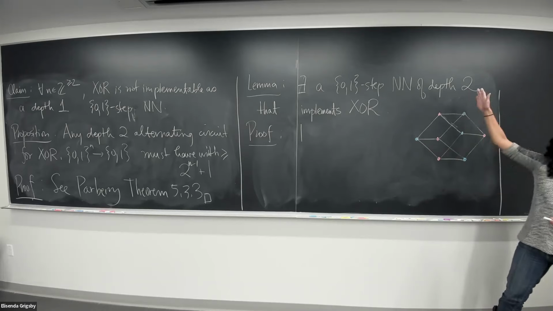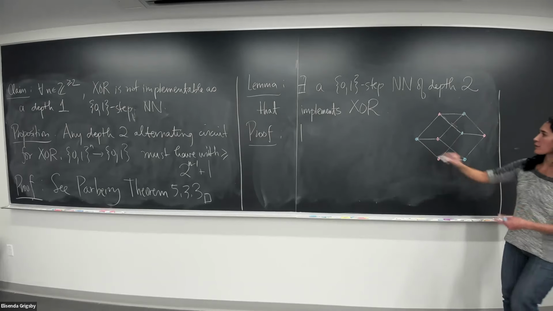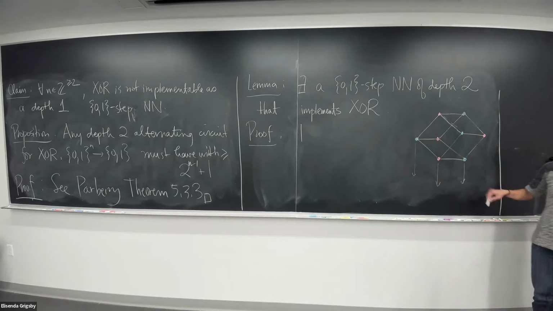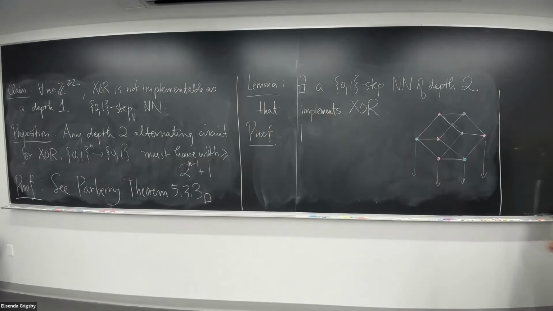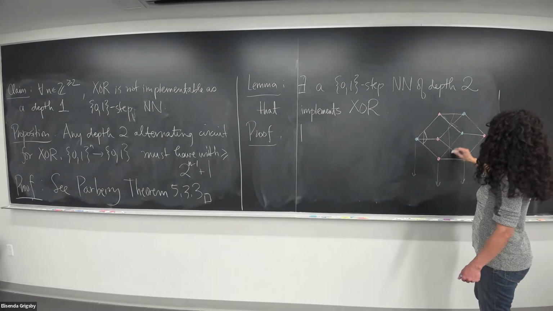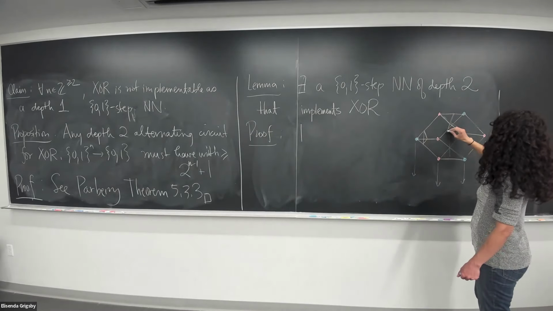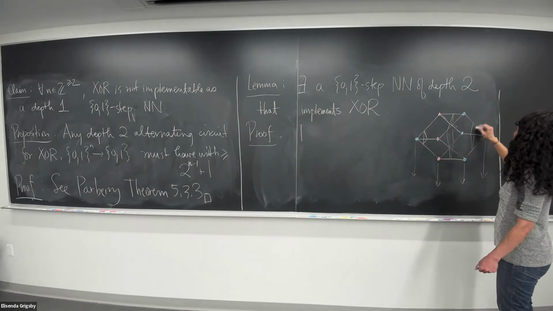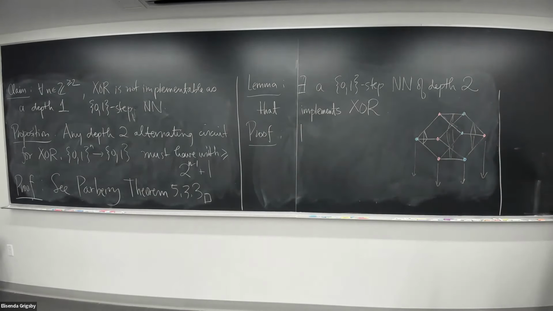So in particular, if you draw it like this, you're lining things up. Everything in this line has the same parity. Everything in this line has the same parity. Great. So I guess the first idea is to make the hyperplanes in our first layer reflect that.